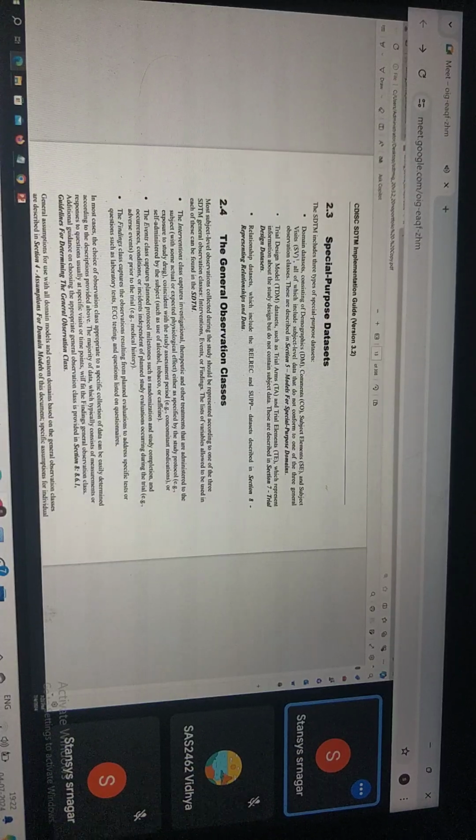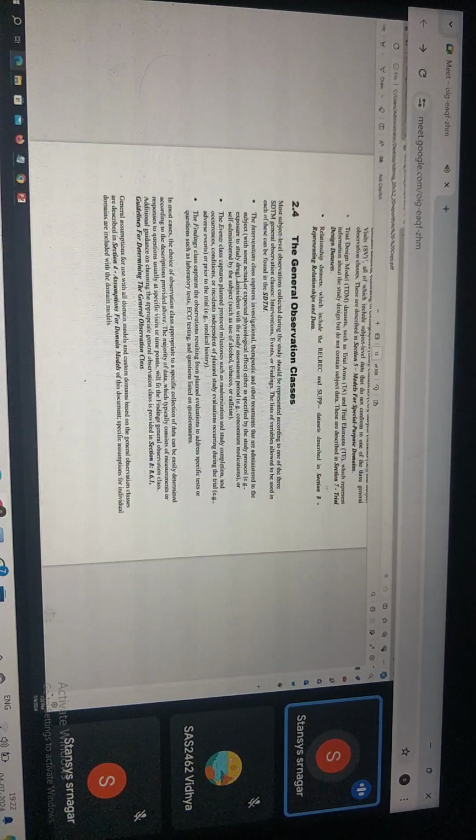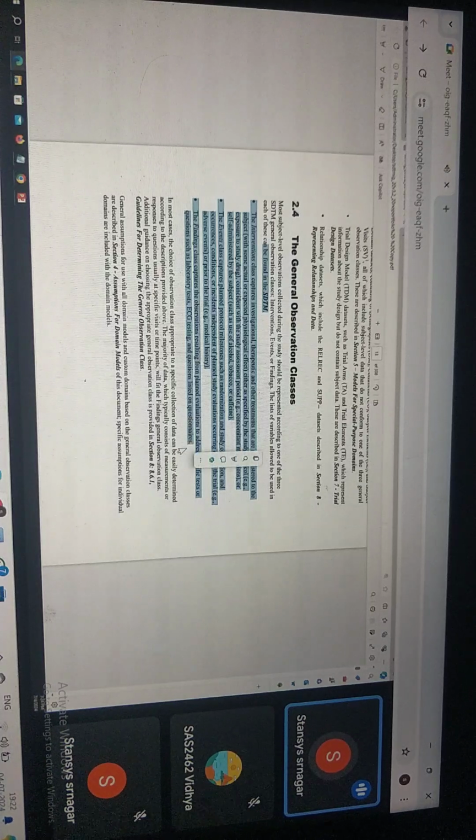SDTM-IG? Yes, sir. Okay. So if you can see this SDTM-IG 3.2 version, there is page number 13. If you go to the general observation classes, section 2.4, there we will have interventions, events, and then findings. So here they will explain in detail. Go and read. This is very, very important. I am clearly saying that.